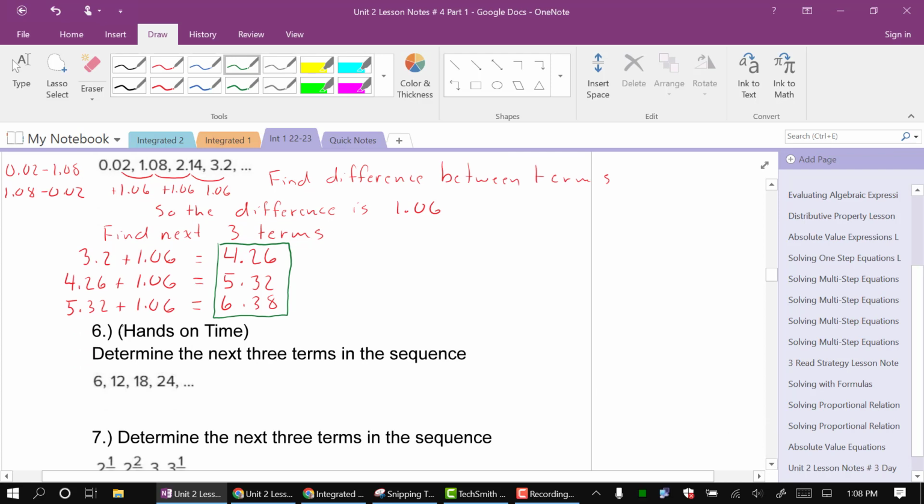Before we end the video, go ahead and pause it and take a look at this. Hopefully you're able to solve number 6. We're going to put a stop right there, and we're going to come back and determine the next one.